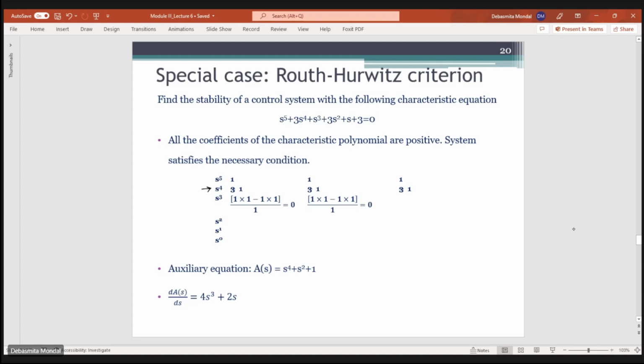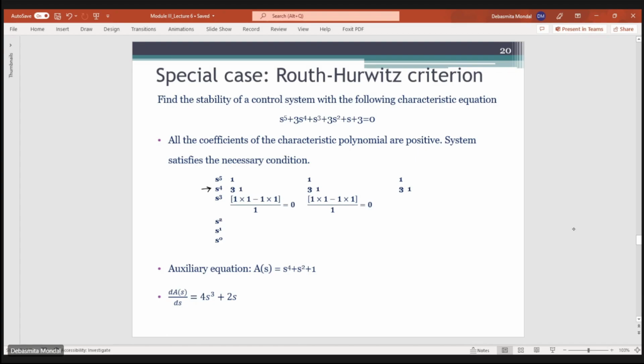The moment you have all 0 elements, we go to the previous row and write the auxiliary equation. It is written such that the coefficient of the first element is multiplied with s to the power 4, plus the coefficient of the second element multiplied by s squared. So we eliminate one order in between and move to the second order of s, and the last term is the constant. Here, since the first term is s to the power 4, the second term will be s to the power 2, and the third term will be s to the power 0.